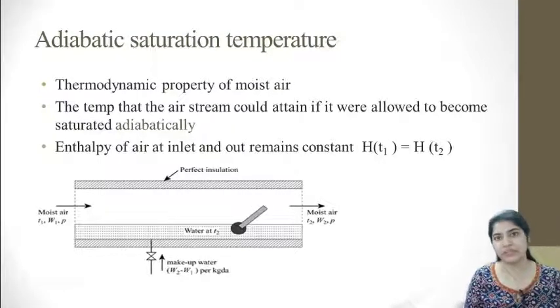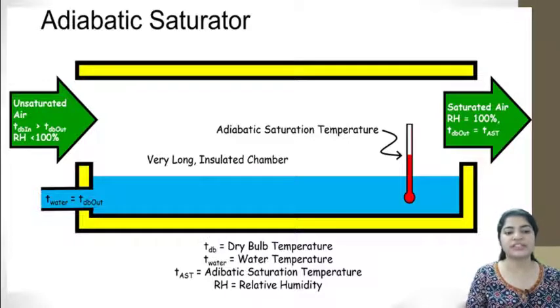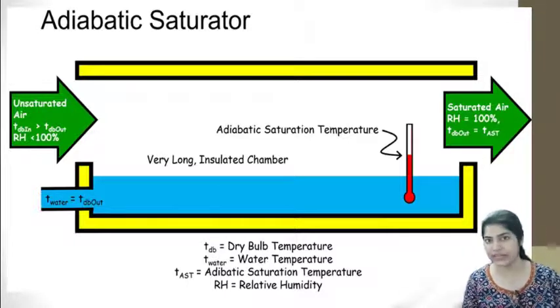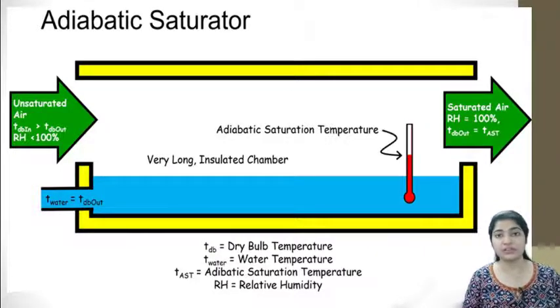That is at T2 temperature. So you are maintaining the condition here. This is your adiabatic saturation. Here you can see that you are passing your unsaturated air, at whatever dry bulb temperature it might have. Of course, as it is unsaturated, its relative humidity would be less than 100%.